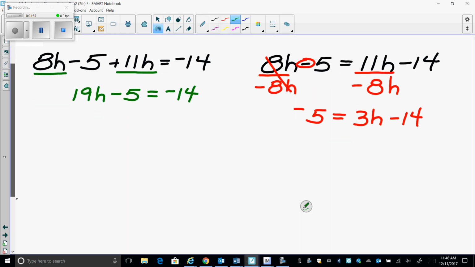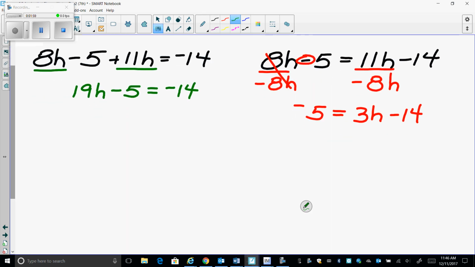So from here, what we would need to do is we need to get the 3h by itself, so we are going to add 14 to cancel this out. Whatever I do to one side, I have to do to the other. Negative 5 and a positive 14, a negative and a positive, you're actually going to subtract. So 14 minus 5 gives me 9. It is going to be a positive because 14 was larger.